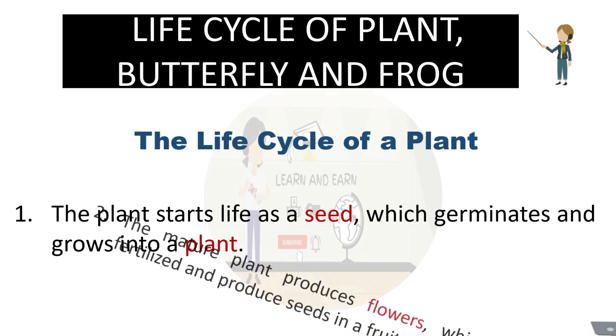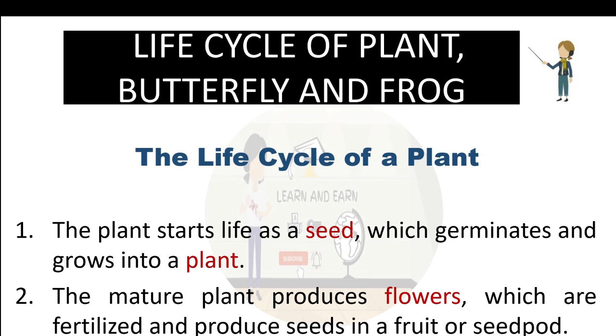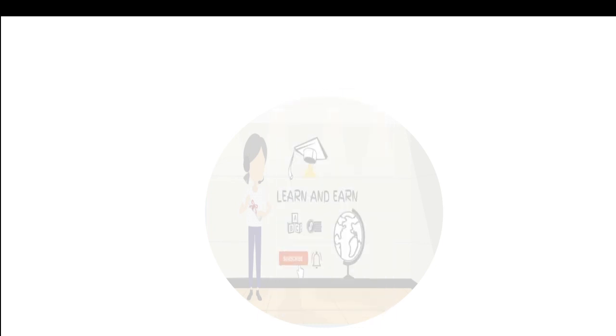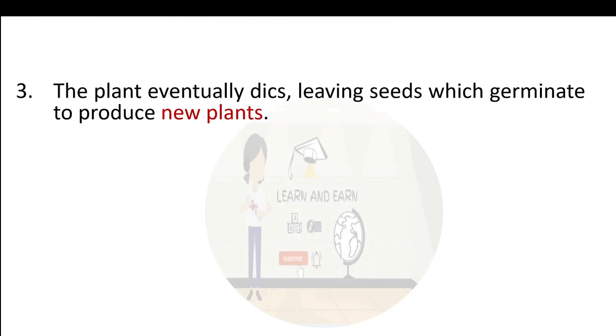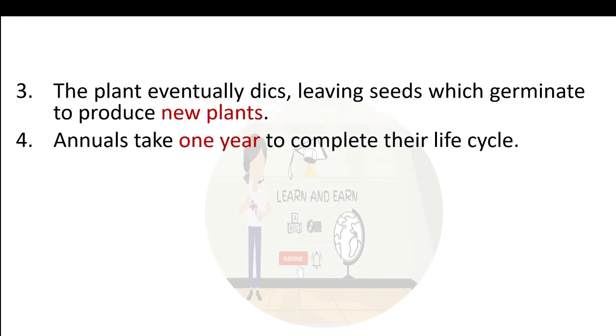a plant. MCQ number 2 is, the mature plant produces flowers which are fertilized and produce seeds in a fruit or seed pod. MCQ 3 is, the plant eventually dies leaving seeds which germinate to produce new plants. MCQ 4 is, annuals take 1 year to complete their life cycle.